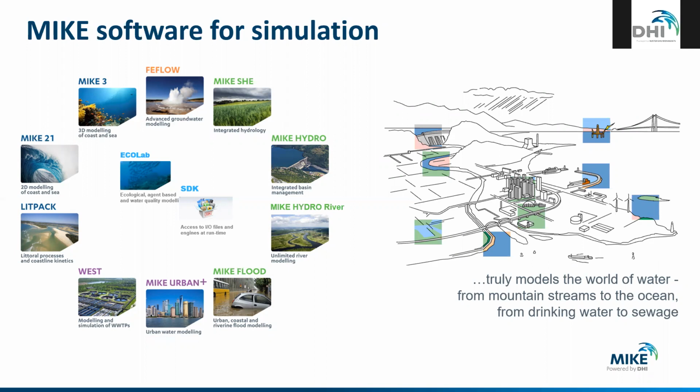And then the other item in the middle there next to Ecolab is SDK. I've got some more details on that. I'll circle back to that. That's our software development kit. So I'll pick up an explanation of that shortly. So that gives you an overview of our simulation software that's available.